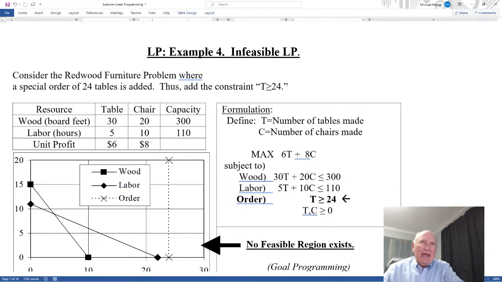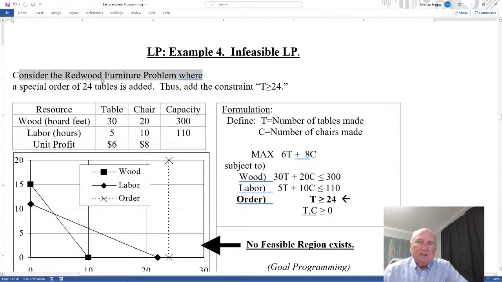Scenario. The redwood furniture problem, where the boss comes in and she says, "Oh, before the next production run, I have a special order from a special client. The special client wants 24 tables. So your next production run, make 24 tables, and then when you're done, whatever resources are left over, just maximize your profit." Oh, okay. That's a request, a very common request. Special order, maximize profit. So she leaves.